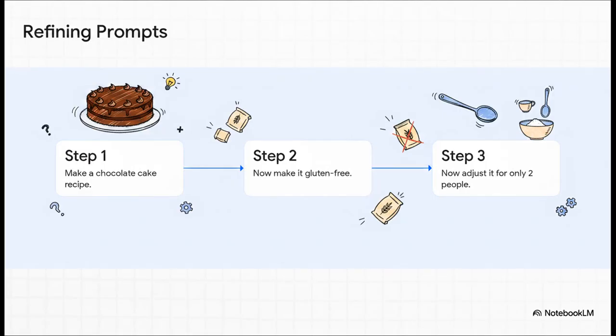And here's a secret. You don't have to get your instructions perfect on the very first try. AI works best through something called iterative refinement. Just treat it like an ongoing conversation. Start simple, like make a chocolate cake recipe. Then refine it. Okay, now make it gluten-free. Then adjust it again. Now adjust it for only 2 people. See? You just tweak it step by step until it's absolutely perfect.